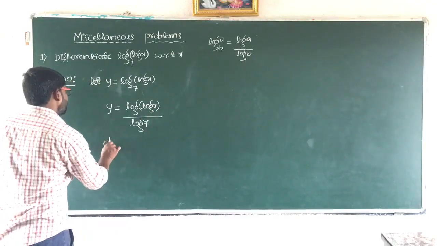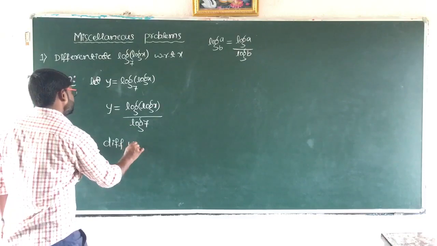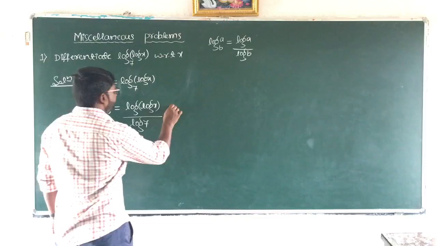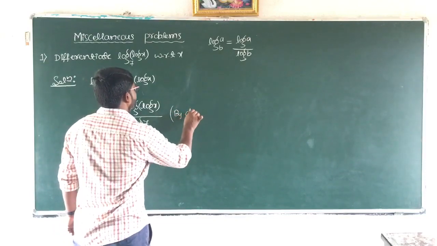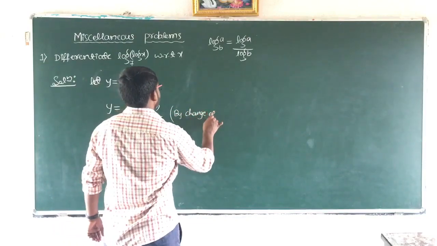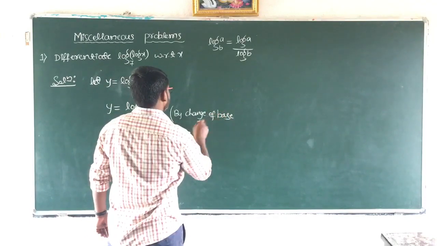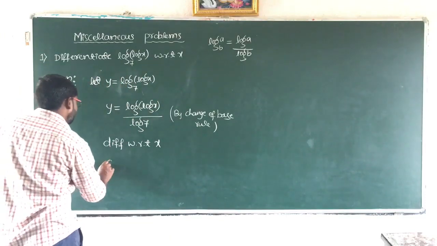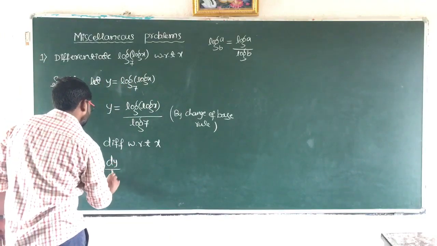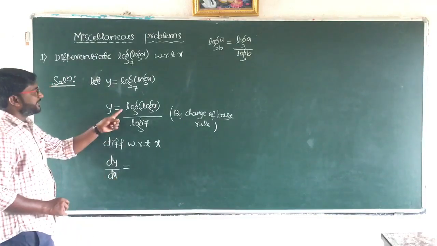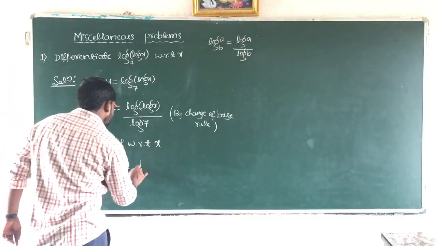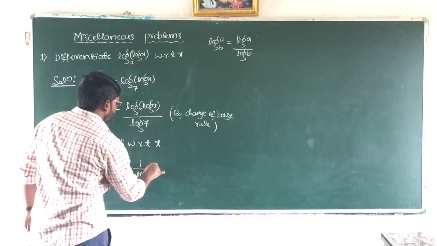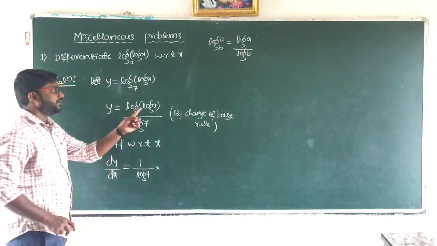So now differentiate with respect to x. So here I will write, by the change of base rule, we now get dy by dx which is equal to, so here 1 divided by log 7 is a constant, I write it as it is, 1 by log 7, now into the derivative of log x.